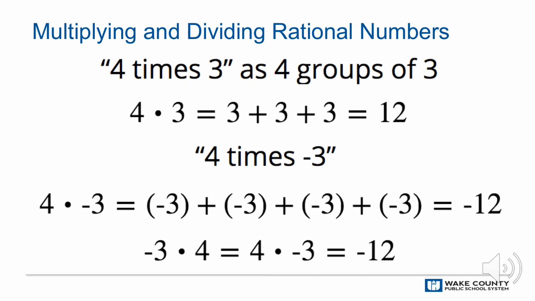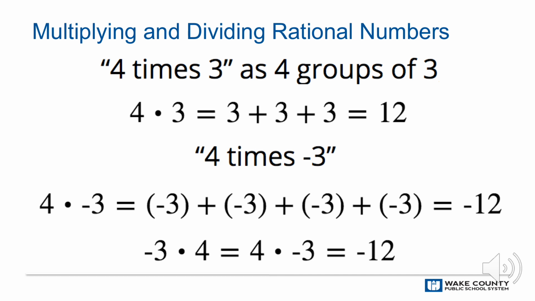Students will be multiplying and dividing with negative numbers. The rules for multiplying positive and negative numbers are designed to make sure that addition and multiplication work the same way they always have. For example, in elementary school, students learn to think of 4 times 3 as 4 groups of 3, like 4 times 3 equals 3 plus 3 plus 3 plus 3 equals 12.